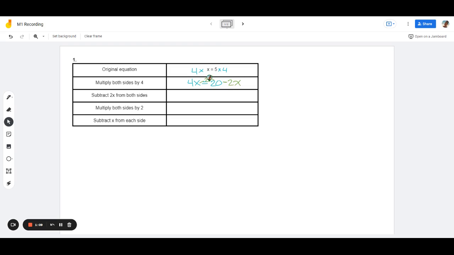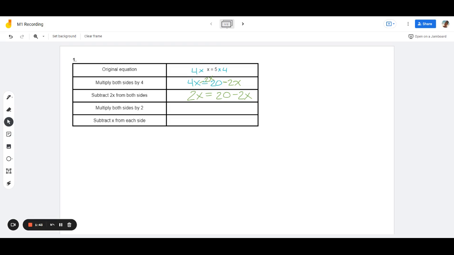Order matters with subtraction. So you have to make sure you're doing 4x minus 2x, not 2x minus 4x, because you'll get two different answers. So now on the left-hand side, we have 4x minus 2x, which are like terms, so we can combine them, right? 4x minus 2x is 2x, is equal to 20 minus 2x. So we can't combine 20 and 2x. 20 is a constant, 2x is a variable term, so we just rewrite it.